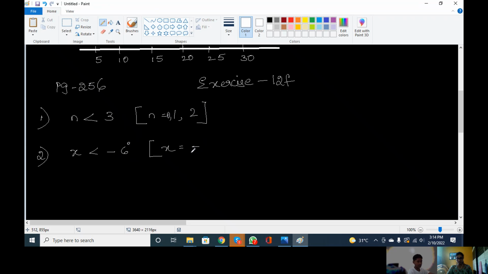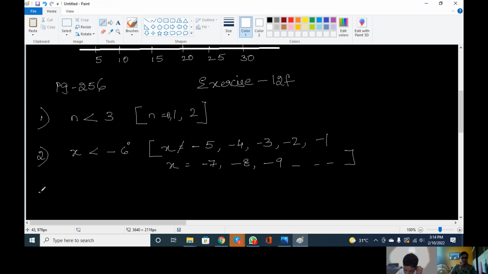So what does it mean? -5, -4, -3, -2, -1. Are these values more than negative 6 or less than negative 6? More than. So it is not x. If x is less than negative 6, it means maybe -7, -8, -9, and so on. Okay? Question number 3.